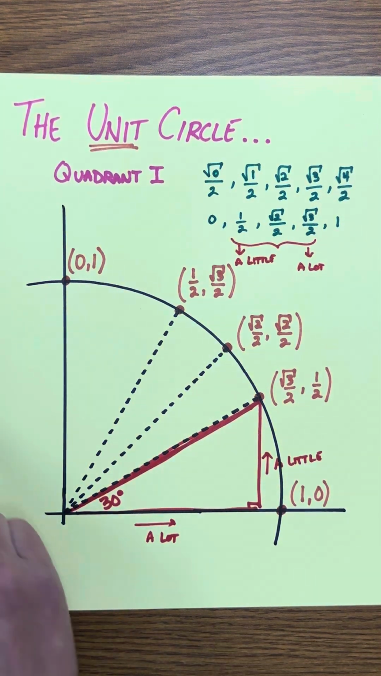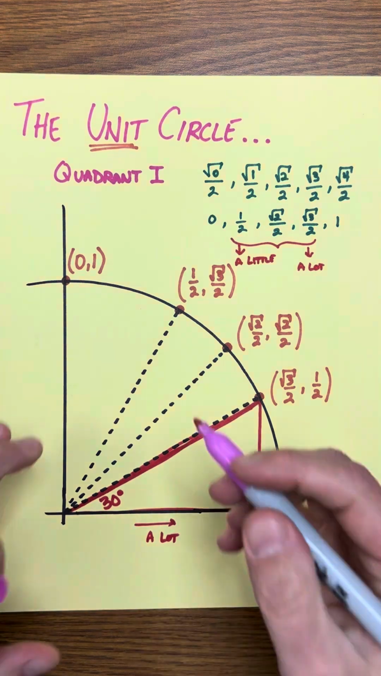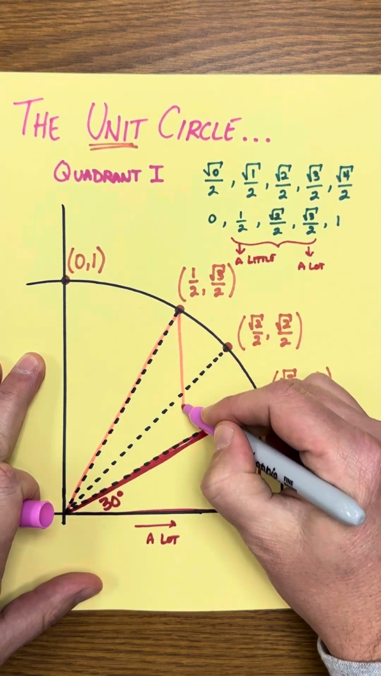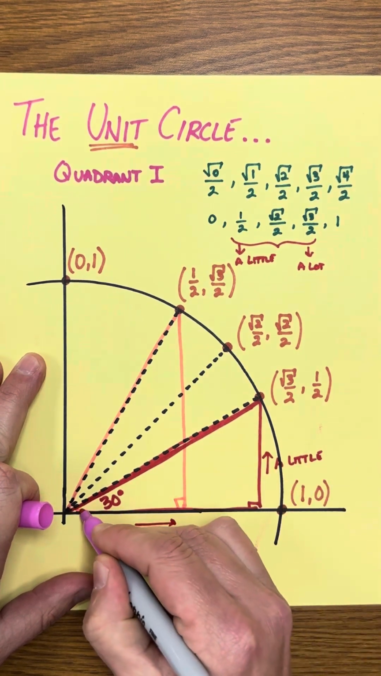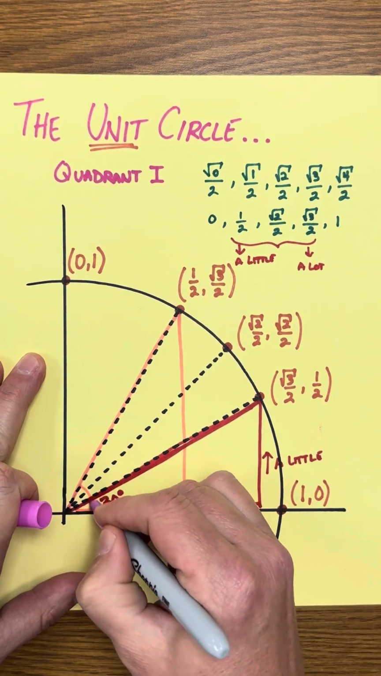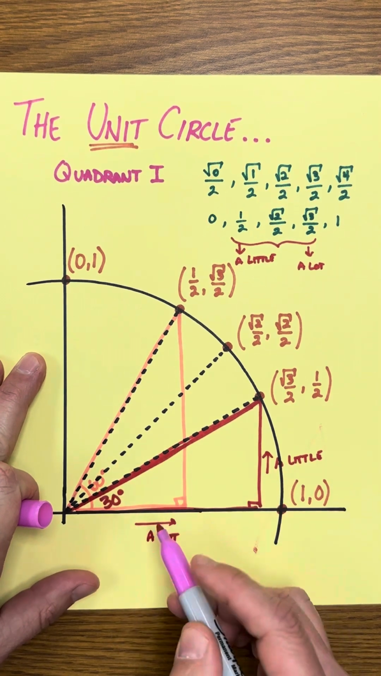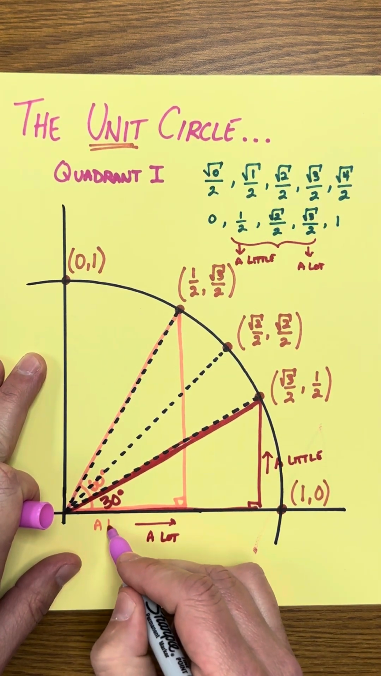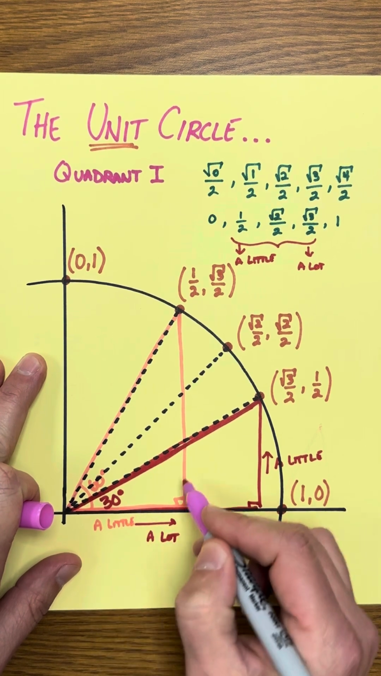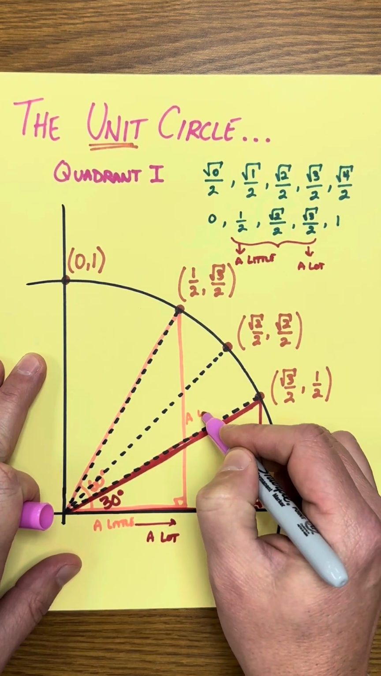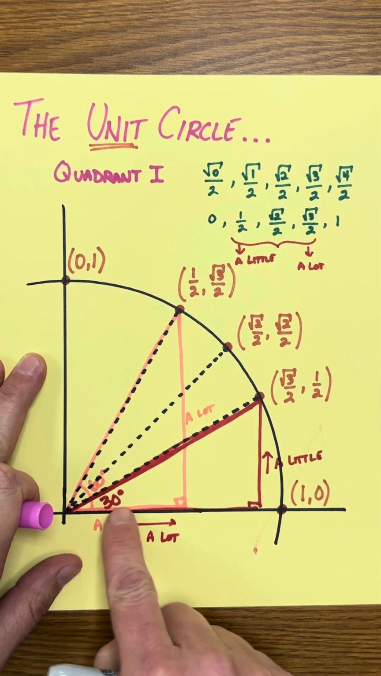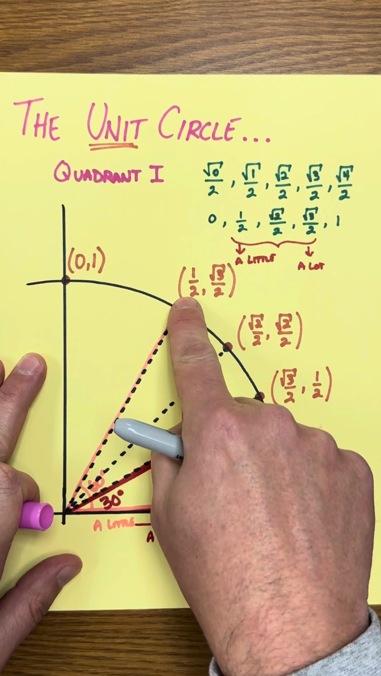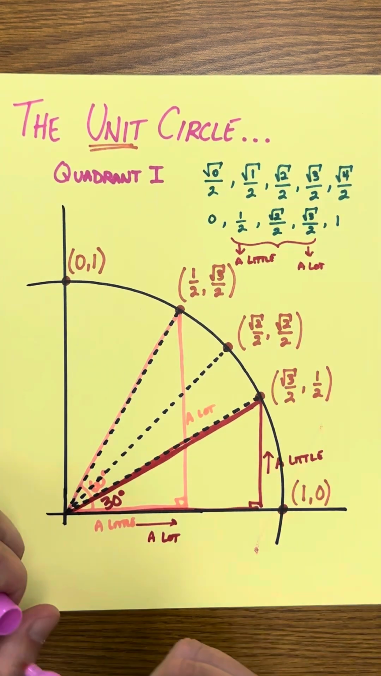Now, I can use that exact same idea on the other 30, 60, 90 triangle. If we trace this one out, all right, so here now I'm looking at the 60-degree angle, and for that angle, I'm going over a little, and then I'm going up a lot. So over a little bit along the x, that's 1/2. Up a lot on the y, that's square root of 3 over 2.